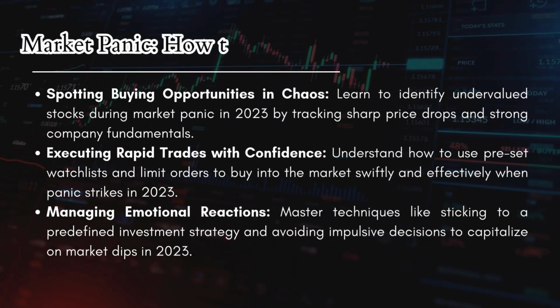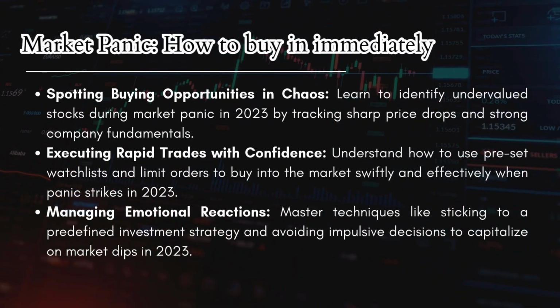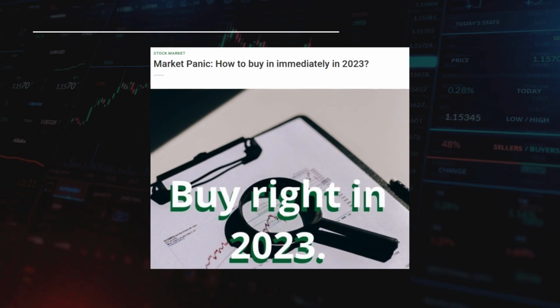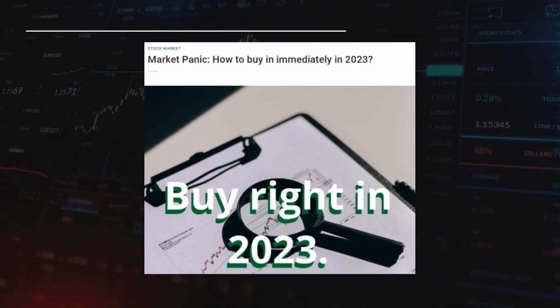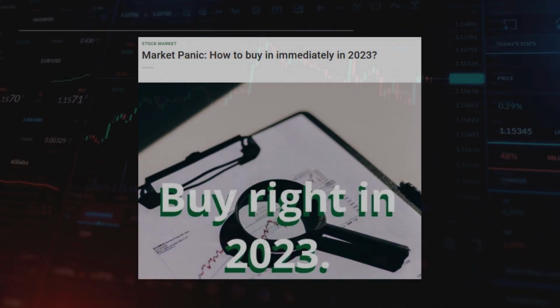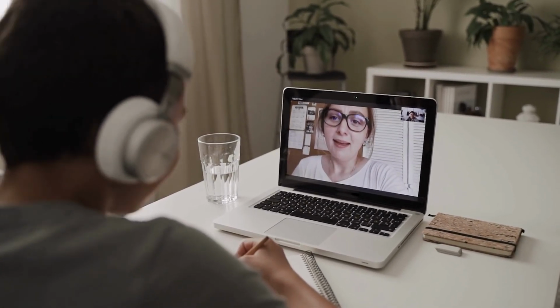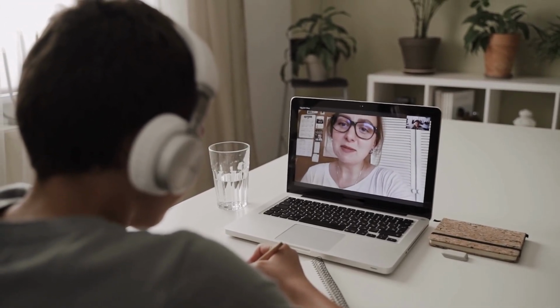10. Market panic. How to buy in immediately in 2023. Here you will learn: Spotting buying opportunities in chaos. Learn to identify undervalued stocks during market panic in 2023 by tracking sharp price drops and strong company fundamentals.